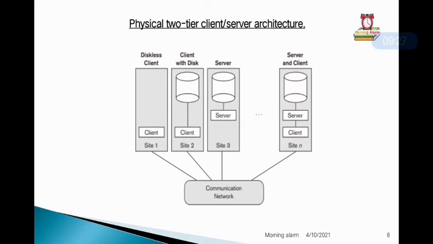Next, the physical two-tier client-server architecture. In this we have a diskless client and a client with disk, server, and server and client. As we read, some have only client and some have only server, and some have both client and server. Here it has only client, here server, and here we have server and client. All these are connected via a communication network.